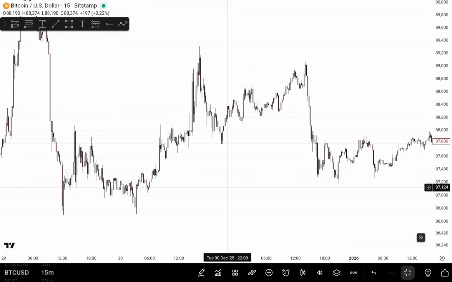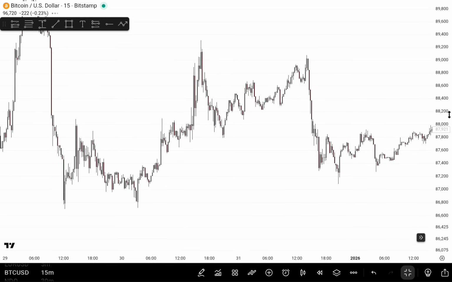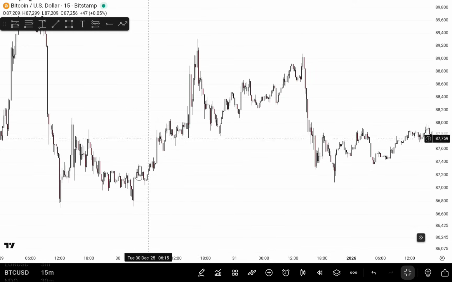All right, this is BTC. We are going to be backtesting BTC today. I'll be starting from here and moving to the recent market movement. So here we start backtesting the chart from here and move through the market movement.